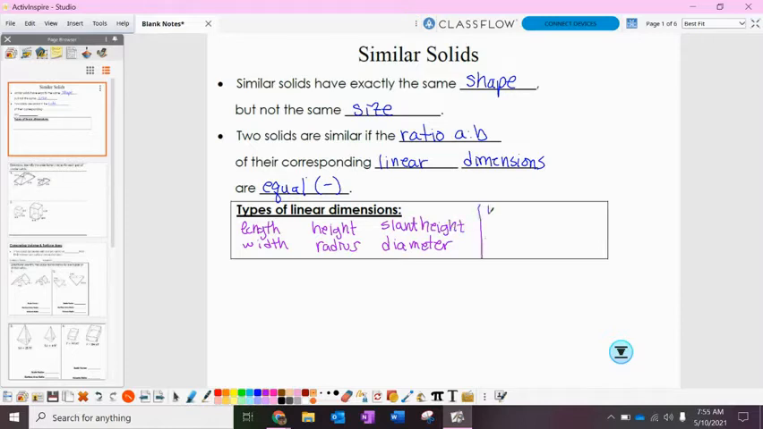Some other linear measurements, they aren't actual dimensions of the objects, but they are linear dimensions that can also be equal, would be perimeter and circumference. Those aren't strictly dimensions because you have to find them, sum them. They're not just an individual measurement, circumference. But those ratios could also be equal.